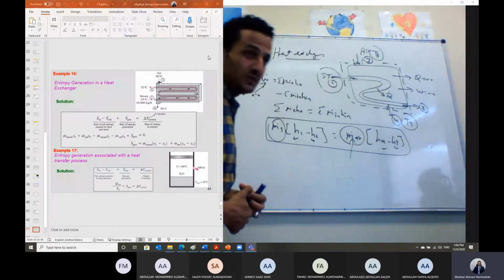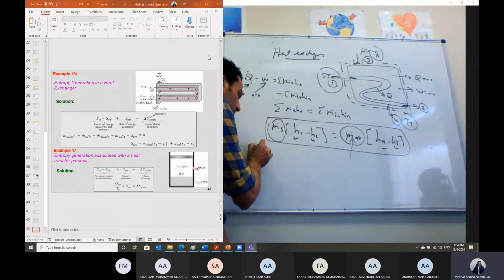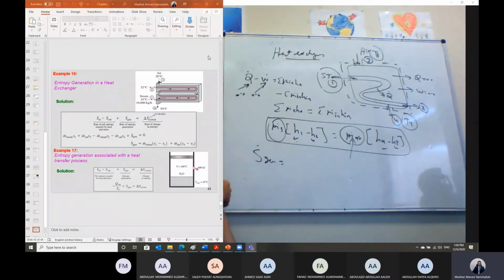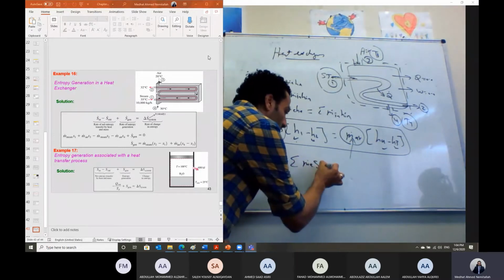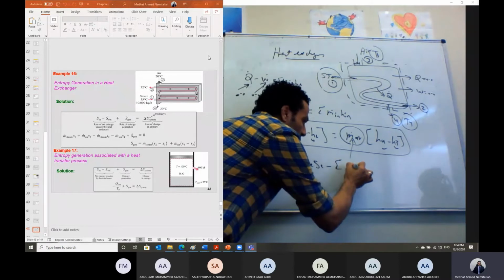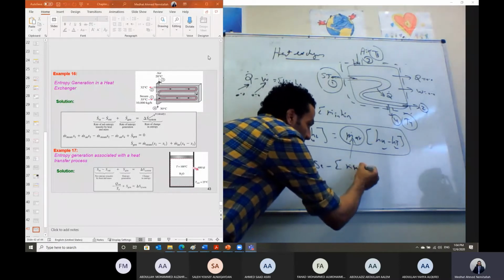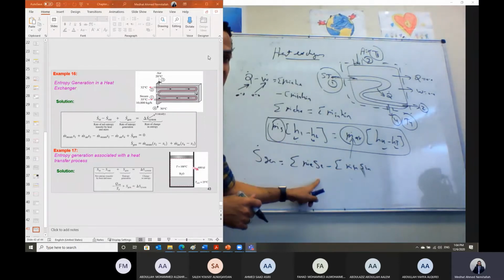But what about the losses, the energy destruction in this heat exchanger? What about the entropy generation in this case? Last time we said for a steady flow open system, we generated the equation for the entropy generation. We said the entropy generation, very similar to the energy equation, equals the summation of m dot exit multiplied by s exit, instead of enthalpy it is entropy, minus the summation of mass flow rate inlet multiplied by s inlet. This is the entropy transfer due to mass transfer.